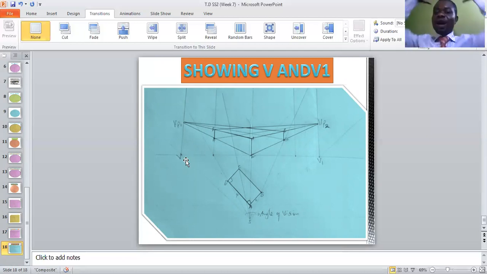Then you now project them up. Take your measurement with this length here, then you get the VP2 here. Then with the same length here, you get the VP1 here. Then from here to here gives you the breadth here. So you now begin to join. You have gotten the exact figure that you need.